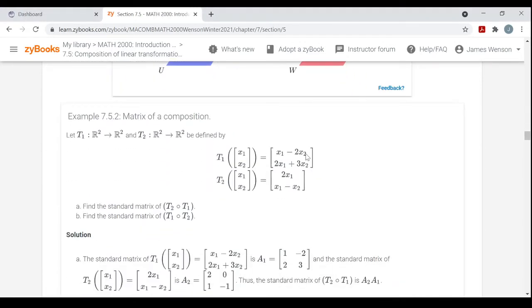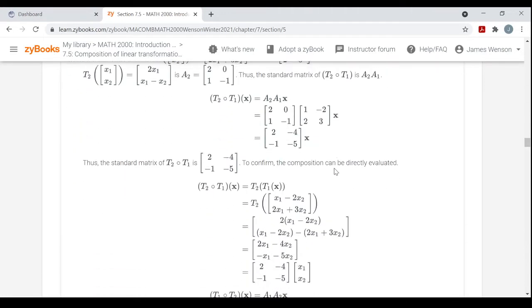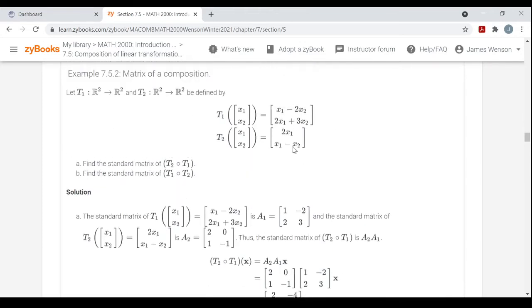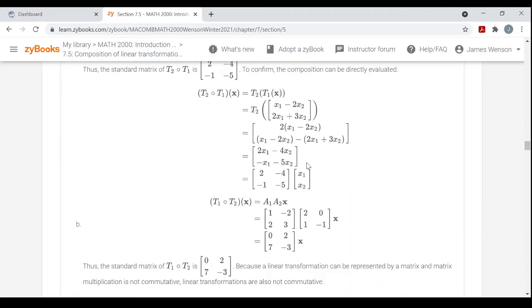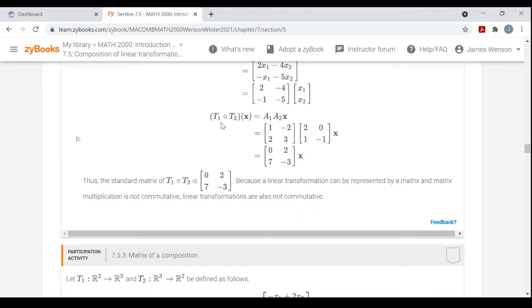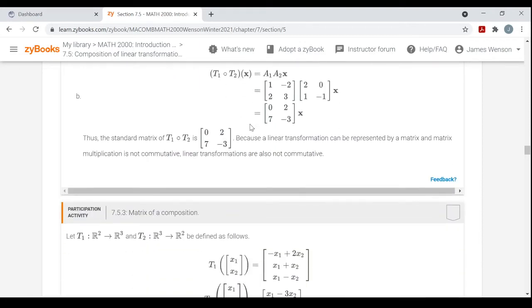So that's what they're doing here for all these. Now these are different, but they're doing the same stuff. I'll let you read these, taking you through finding the standard matrix for each of these, and they'd be 2 by 2s, both of them. And then when you compose them, you just multiply those matrices in the order that they're coming in. If you do T1 composed with T2, the standard matrix will be A1 times A2. If you do T2 composed with T1, the standard matrix will be A2 times A1. Just pay attention to the order.